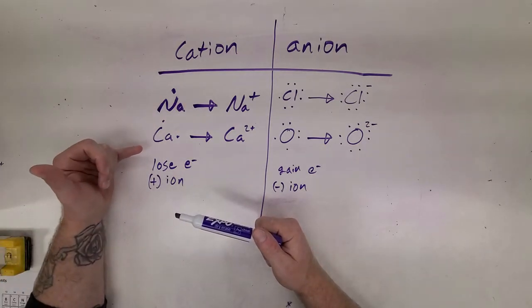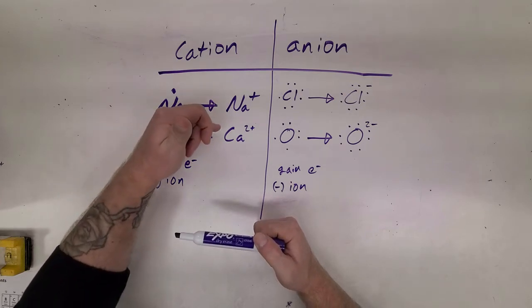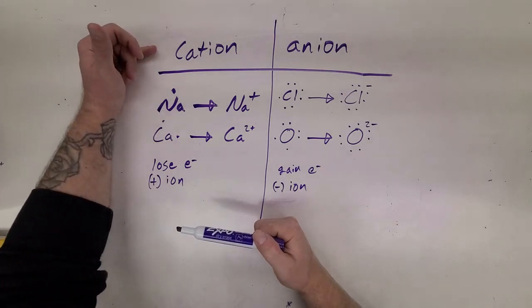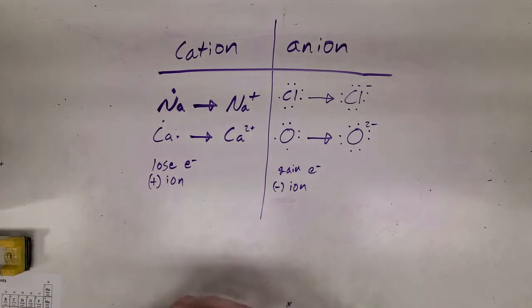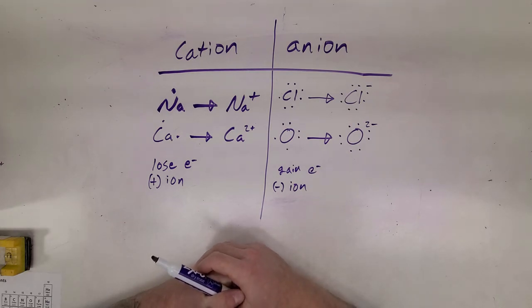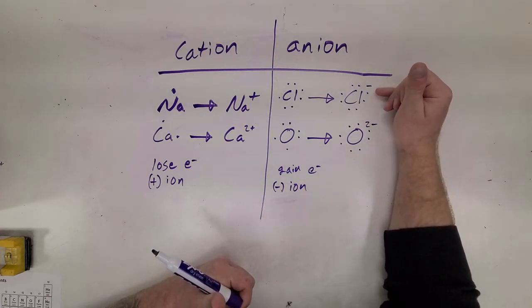Calcium has only 2 electrons. It's more likely to lose them than gain more. Calcium, when it loses those electrons, becomes more positive in charge, making it a cation. On the other side, chlorine has 7 electrons in its outer shell. It's more likely to grab one than to lose one of its electrons. When it does grab one, it becomes more negative, making it an anion.